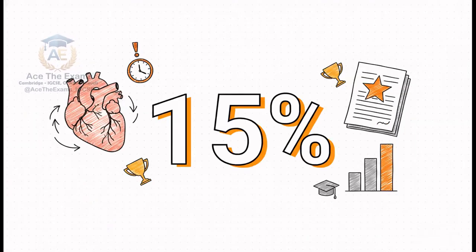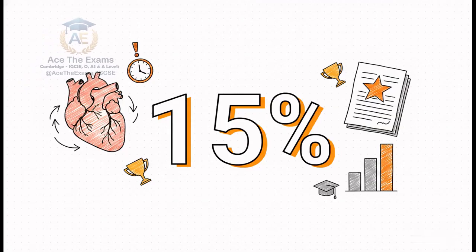Because here's a crazy statistic. Did you know that topic 8.3, the cardiac cycle, can account for up to 15% of the total marks in your Cambridge Biology 9700 paper 2? Yeah, 15%. That is a massive chunk of your final grade, wrapped up in just one specific syllabus area. So the stakes? They're incredibly high, and it demands absolute precision from you.